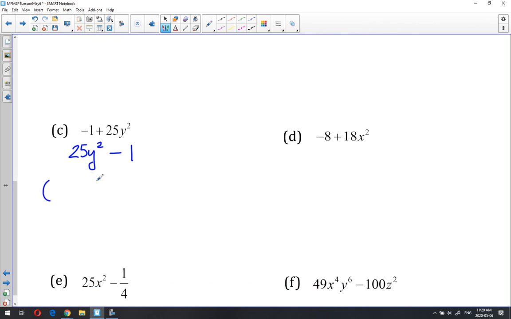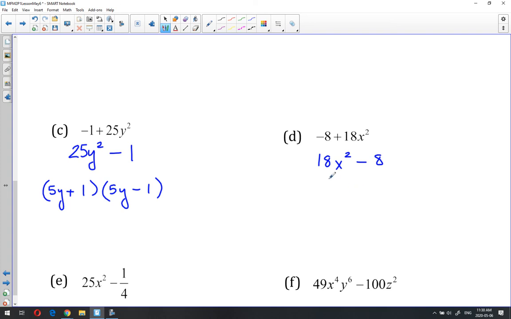Okay, so now we'll factor this. We take the square root of 25y squared, that's 5y. And then the square root of 1 is 1. One we write plus, one we write minus. All right. Now this one here, same sort of thing. We want to write this as the subtraction of two terms, not the addition of two terms. So I can rewrite this as 18x squared minus 8.